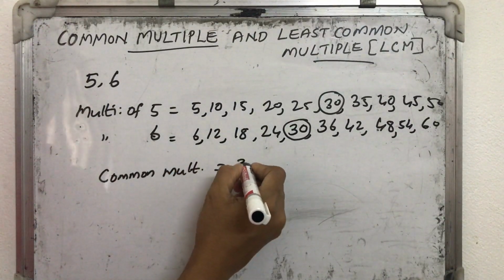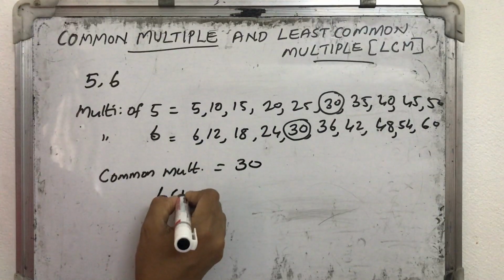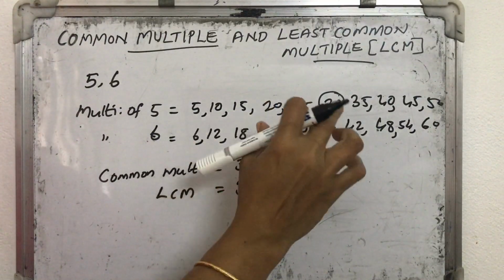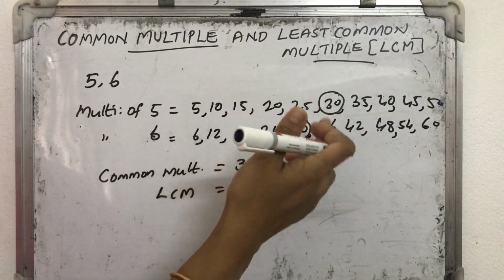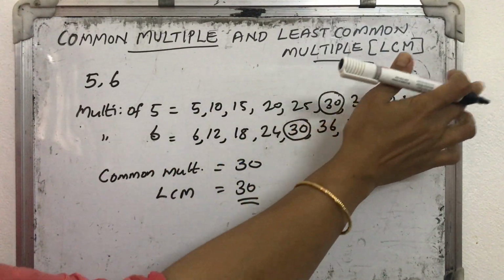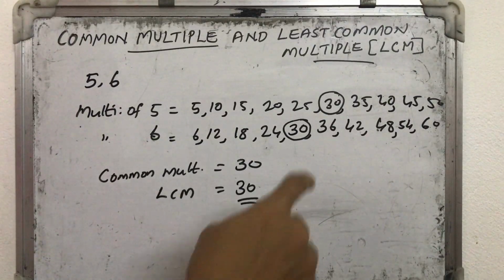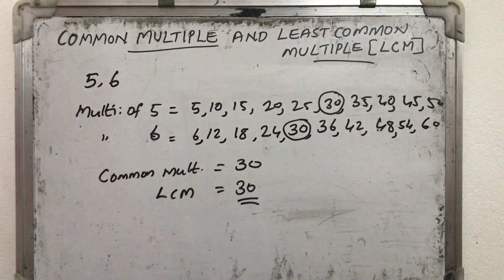So what will be its LCM? We can write that the LCM, the least common multiple, is 30. If we extend the multiples to some other numbers, say 15 multiples of 5 and 6, then we will get another common multiple, but that will be greater than this 30. So the least common multiple is the LCM.